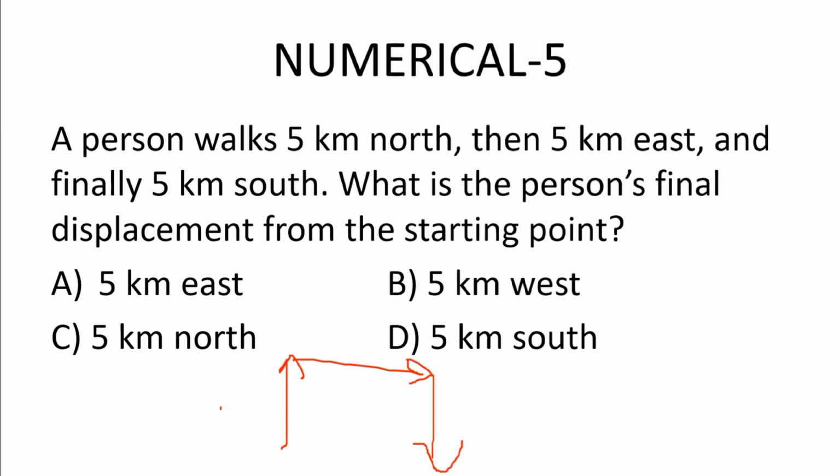Here the person starts moving from this point and ends at this point. So the shortest path between initial and final position is our displacement. So this is our displacement. Now this is a rectangle, so if this is 5 kilometer, then this value is also 5 kilometer. So the displacement of the person is 5 kilometer towards east. So option A is the correct answer.